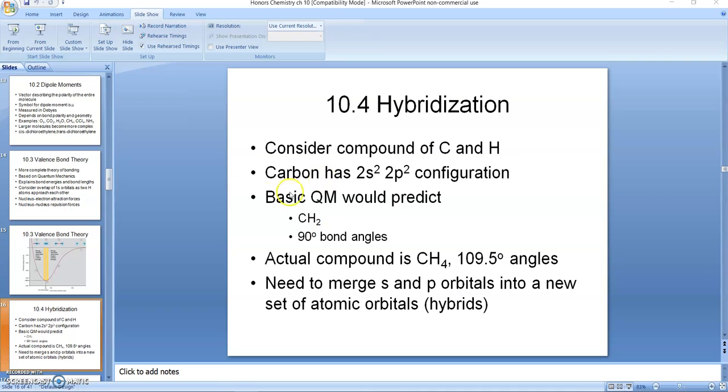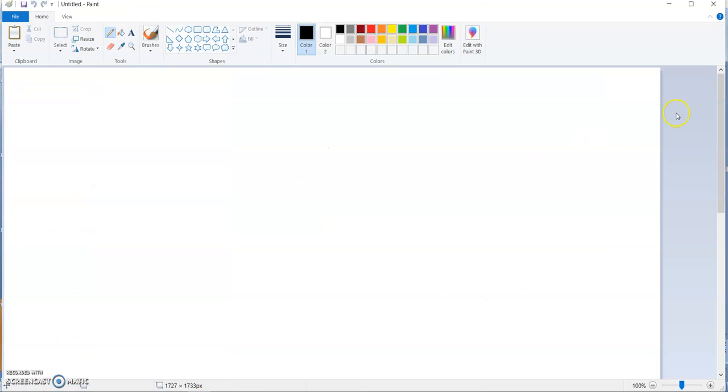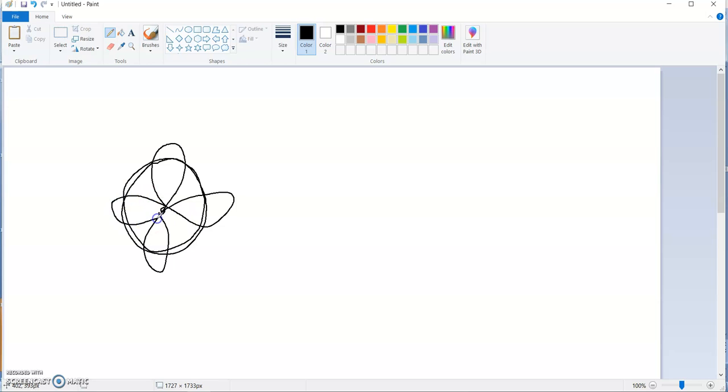But let's look at the example I give here, how quantum mechanics in the basic form with the electron configurations that we all know and love, how it fails us, and so how we have to adjust it. Let's take carbon, has an S2P2 configuration. Let me get to my drawing. Carbon's an S2P2, so right here's the nucleus. There's level 2s, and then there's 2py, 2px, and then the 2pz coming out at you.